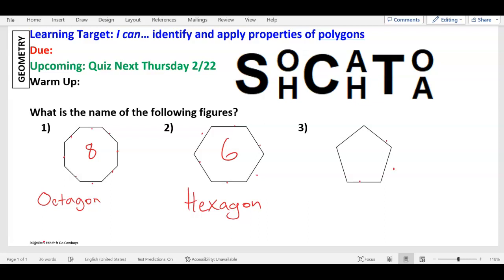Number 3, 1, 2, 3, 4, 5. What do y'all think? Okay, it's a pentagon. These are all examples of polygons, but this is specifically a pentagon. You've probably heard words with penta in them, and they're having to do with 5. Okay, pentagon.